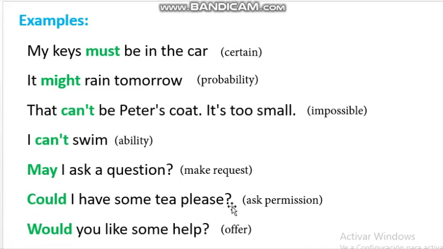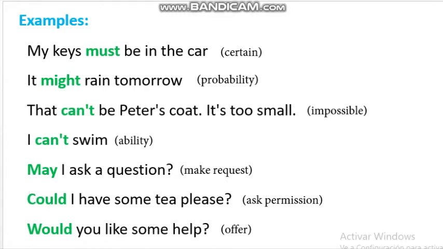When you want to go to the bathroom, you make the question that you ask all the time. And you say, could I go to the bathroom, miss? Do you remember? You ask permission with this kind of modal verb. Next one: would you like some help? You are offering your help, so that's why you use would.